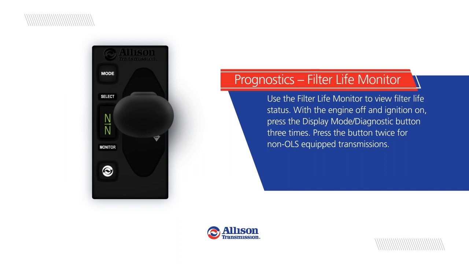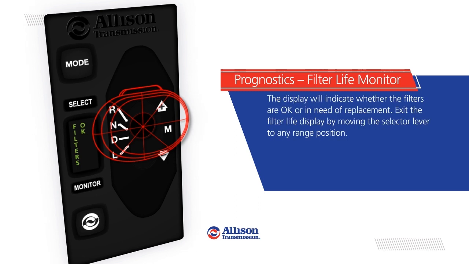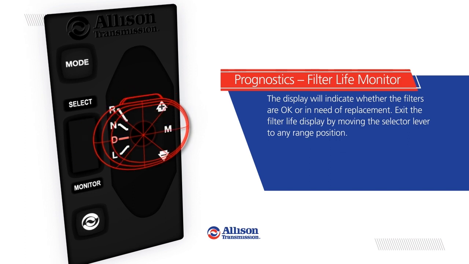Filter Life Monitor. Use the Filter Life Monitor to view filter life status. With the engine off and ignition on, press the Display Mode Diagnostic button 3 times. Press the button twice for non-OLS equipped transmissions. The display will indicate whether the filters are OK or in need of replacement. Exit the Filter Life display by moving the selector lever to any range position.